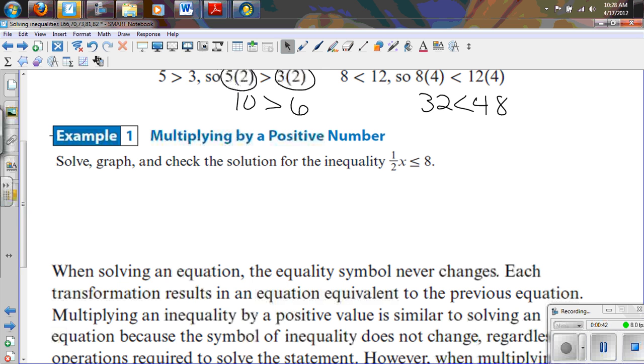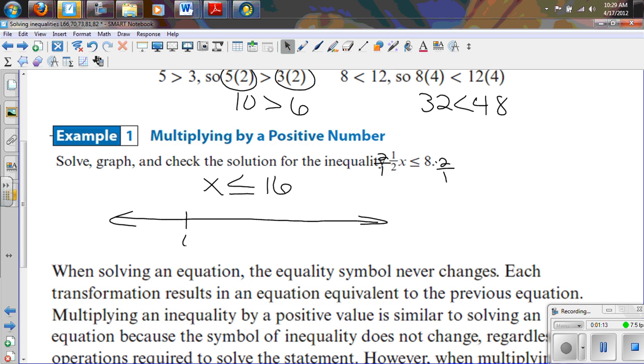So solve, graph, and check the solution for this inequality: 1/2 x is less than or equal to 8. So again, we need to solve this just like we would an equality. So 1/2 is multiplied by x, so we divide by 1/2, but that really means that we multiply by the reciprocal, 2/1. And so when we do that, we get x is less than or equal to 16, because 8 times 2 is 16. And then they'd like us to graph this.